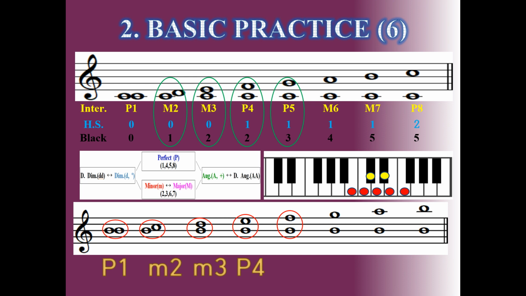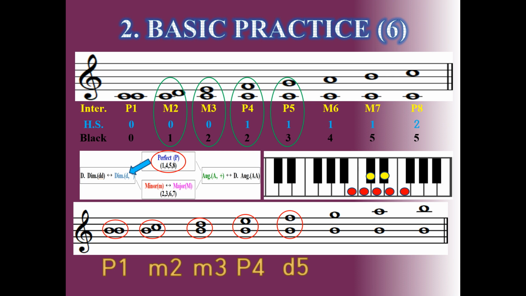Okay? So look at the interval illustration. For the perfect interval, if this is decreased, then it will be a diminished interval. Okay, so the answer for C to Fa is diminished fifth interval.